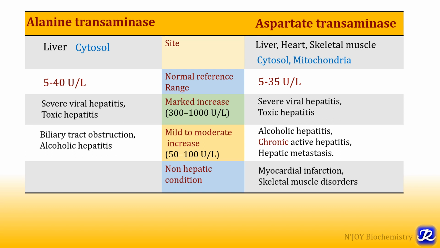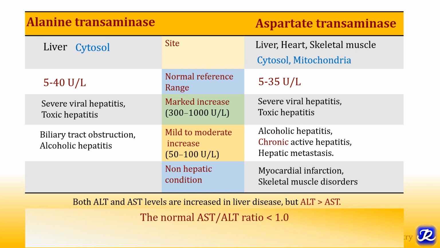This AST can also be increased in non-hepatic conditions because it is also present in the heart and skeletal muscle. So it is raised in myocardial infarction and skeletal muscle disorders as well. Both ALT and AST levels are increased in liver disease, but the increase in ALT is normally more than the increase in AST.